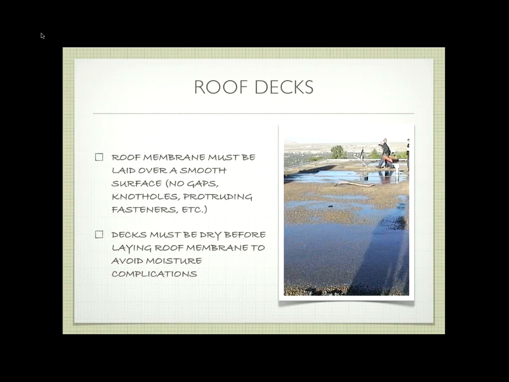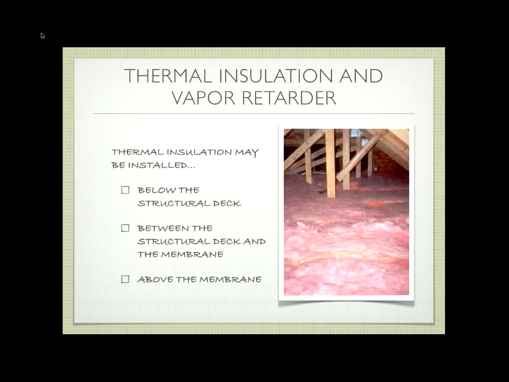So when we get to roof decks, the roof membrane itself needs to be laid over a smooth surface that doesn't have any gaps, knot holes, or protruding fasteners. We don't want any screws coming up from below because it'll destroy the membrane itself. All right? Likewise, we need whatever the roof surface is to be nice and flat and to slope in the direction that we want it to slope. The other thing is that decks need to be dry before we apply the roofing material. So if you're building your building and it rains, you can't just run up there and put the roof on if it's wet. You need to let that dry out before you actually put the roof assembly in place.